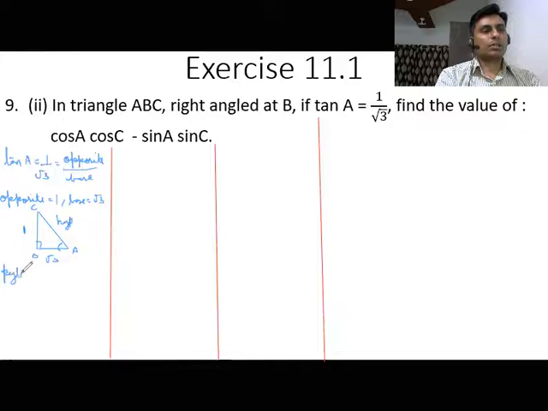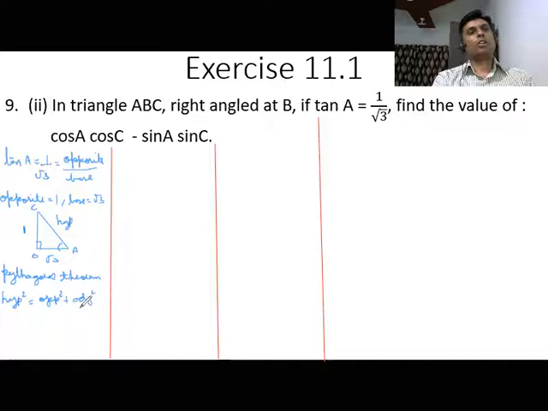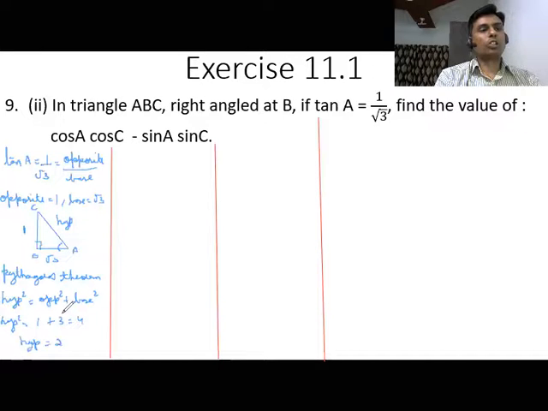How? Pythagoras theorem. Just like the previous case, same thing we did. Pythagoras theorem tells us hypotenuse square is equal to opposite square plus adjacent square or base square. Since I used base earlier, I will use base again here. So hypotenuse square is going to be opposite is 1 square 1, base is root 3 square 3, which is 4. So hypotenuse is going to be root of 4, 2. We got the hypotenuse. Hypotenuse is 2.